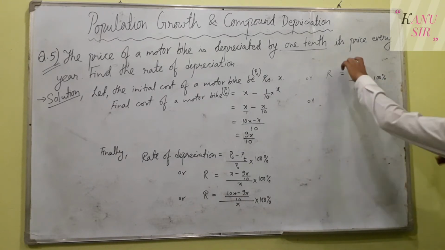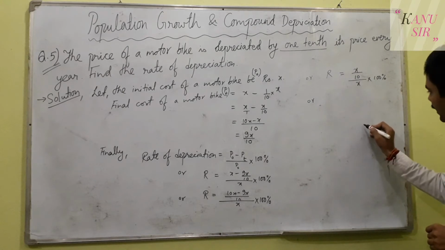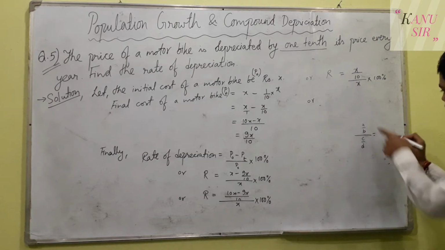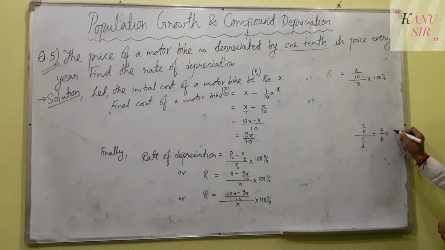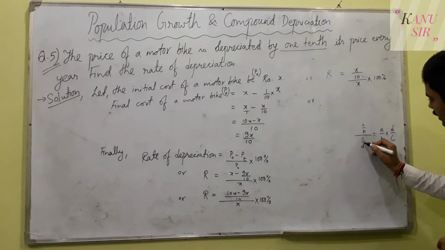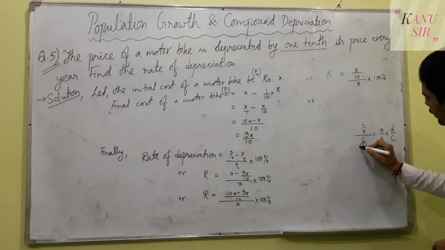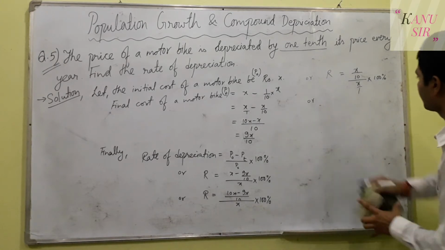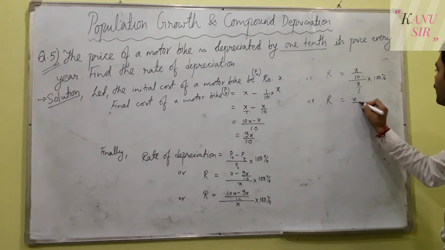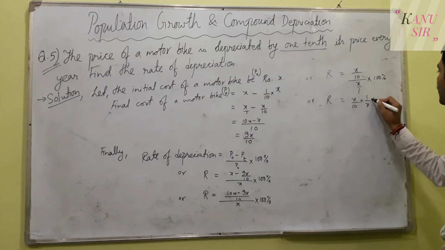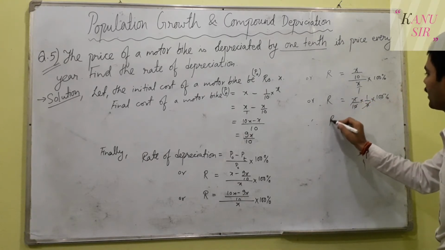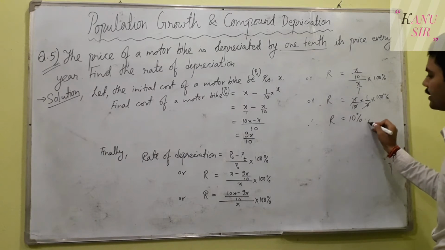Now you must understand the meaning of this ratio, like a upon b whole upon c upon d. If you change it, it will get a upon b into d upon c. The lower denominator will be multiplied with the upper numerator. So here is 1 as a lower denominator, and we can write x upon 10 into 1 upon x into 100 percentage. X cancel, 0 cancel, therefore r is equals to 10 percentage.